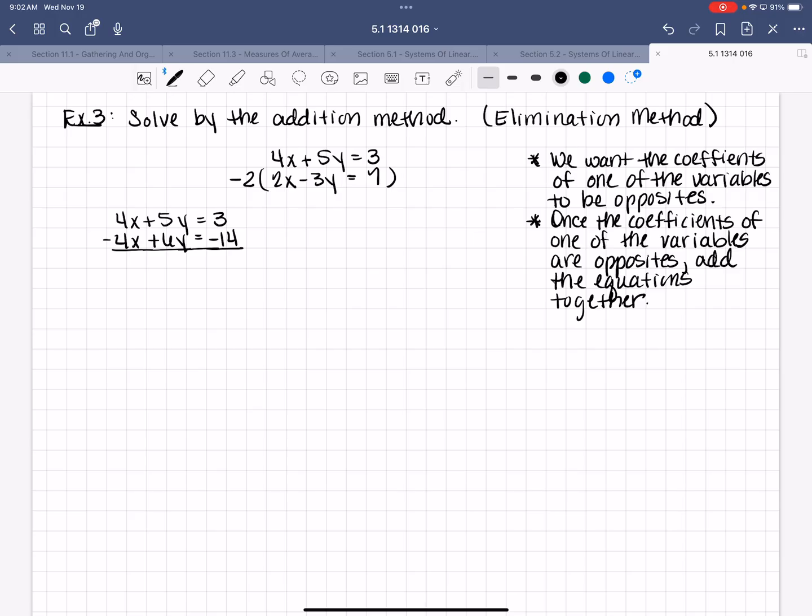What does positive 4x plus a negative 4x give me? 0. So I don't even have to worry about writing anything down. 5y plus 6y is 11y, right? Equals, this one's friendly, what's 3 plus negative 14? Or 3 minus 14? Negative 11. Now, you've got one variable left, so we can solve for it. So I'm going to divide both sides by 11, and I get y equals negative 1. Okay, that's going to be important.